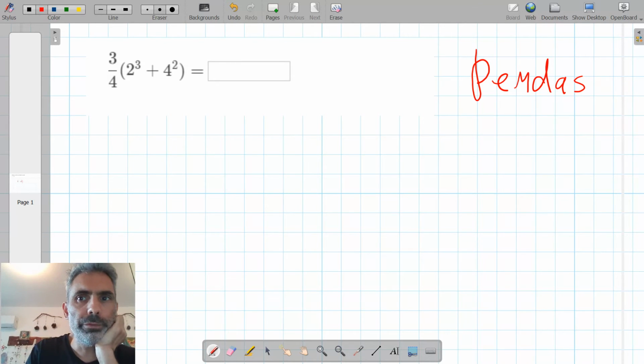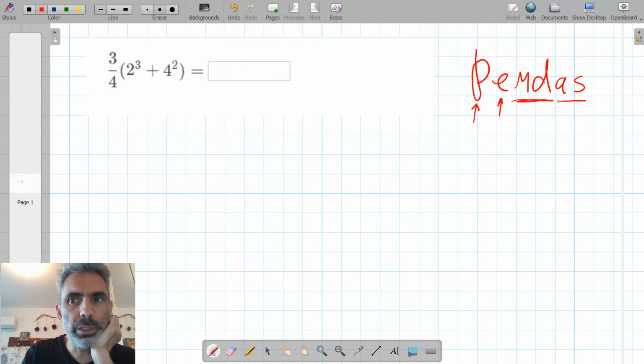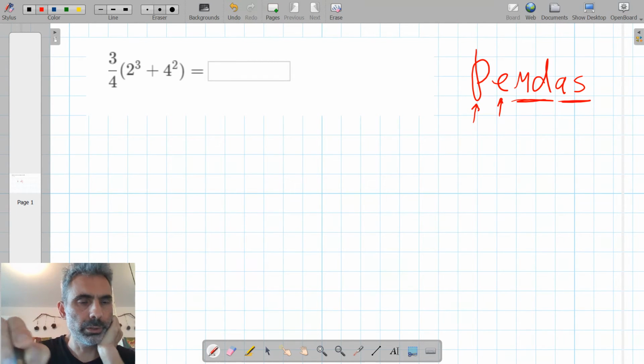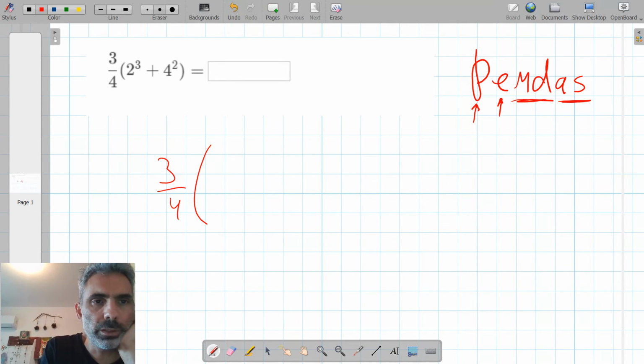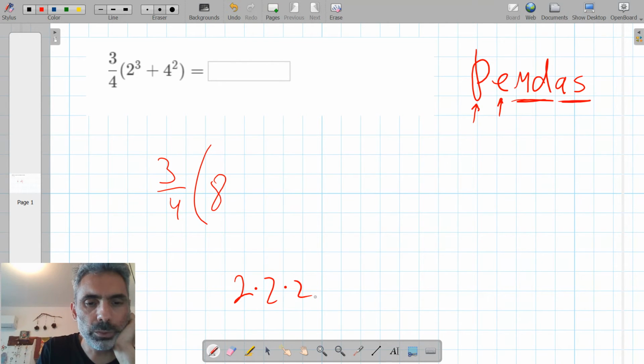PEMDAS. We first evaluate parentheses, then exponents, then multiplication and division, then addition and subtraction. So first we evaluate the parentheses, and within the parentheses we have exponents. So 3/4 times, open parentheses, 2 to the power of 3 is 8, because 2 times 2 is 4, 4 times 2 is 8. Plus 4 squared is 16.